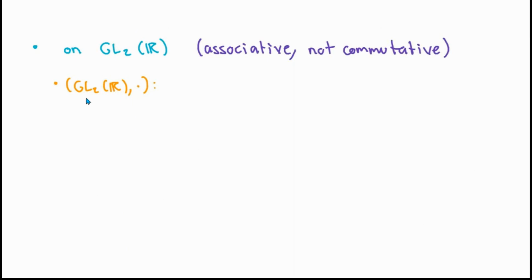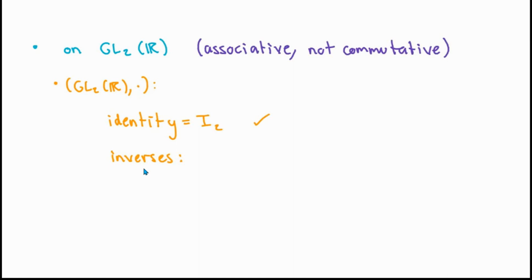What about if we consider the collection of 2 by 2 matrices with real coefficients and determinant not equal to 0, together with the binary operation of multiplication? The 2 by 2 identity matrix has determinant equal to 1, so it's an element of GL2R. And just like in the previous example, it serves as an identity with respect to matrix multiplication.